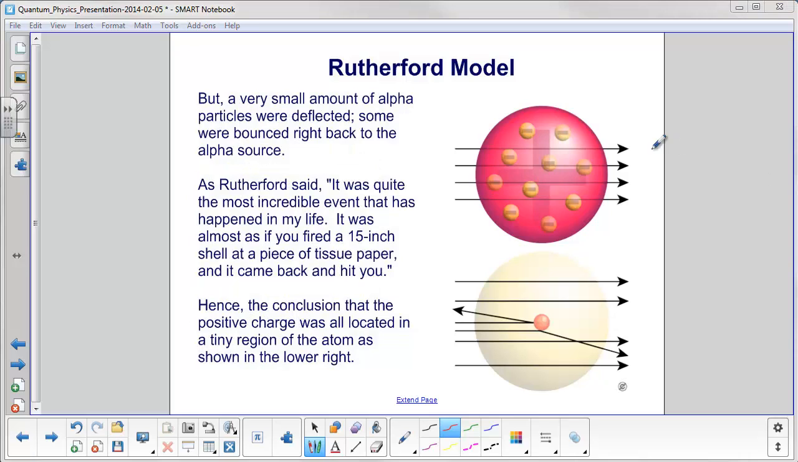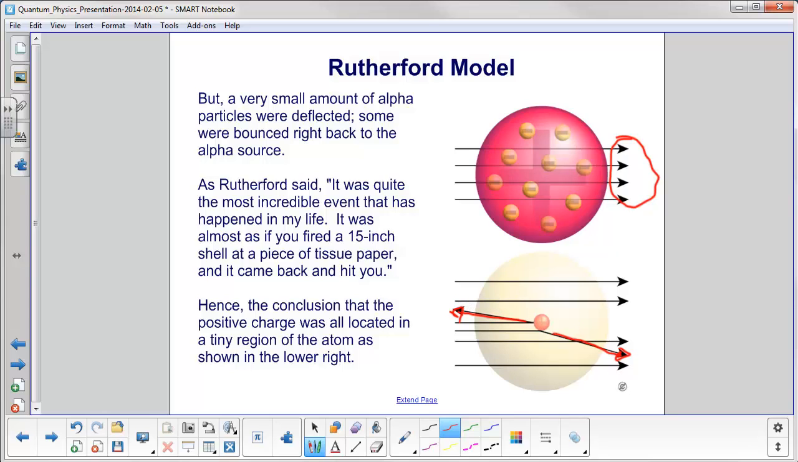However, instead of observing this, where the alpha particles would all come out here, what was observed was some were deflected. You can see this arrow here. We're going to look at the bottom picture here. This is what actually happened in the experiment. And a very few came right back at the alpha source like this.